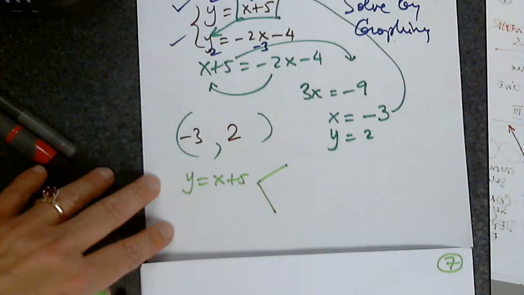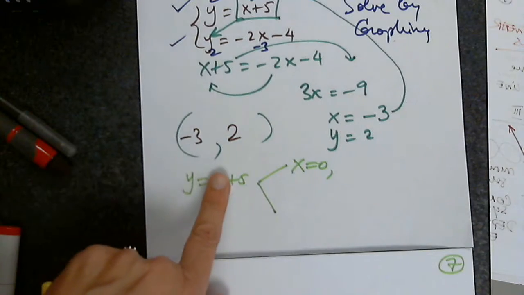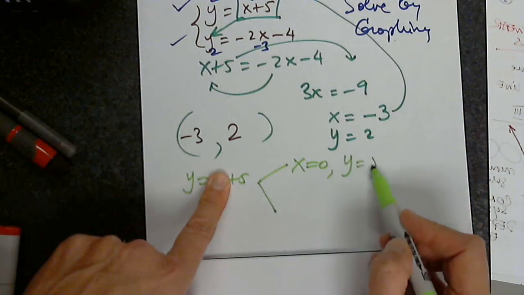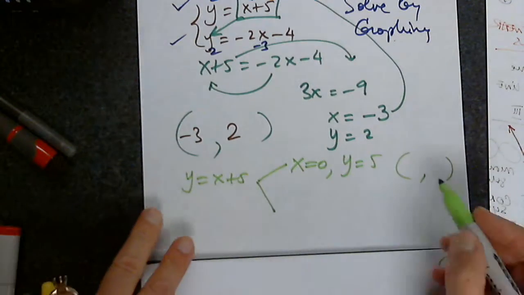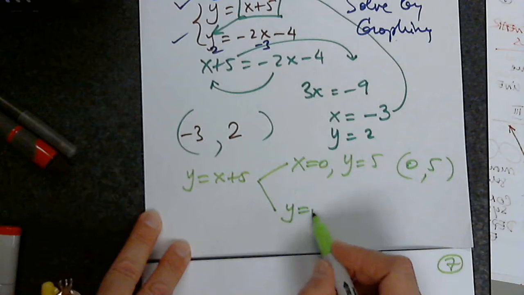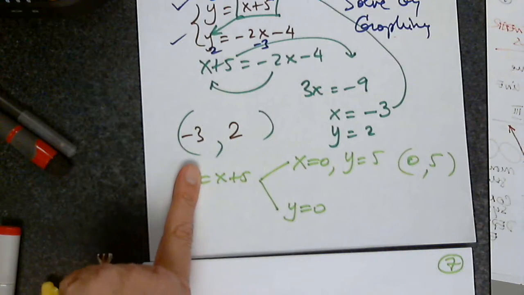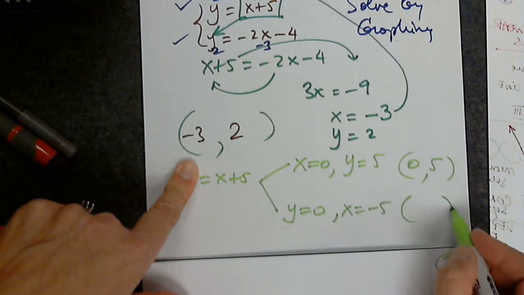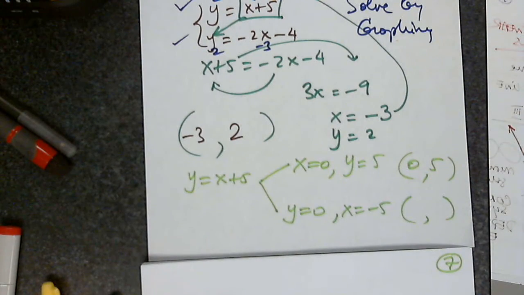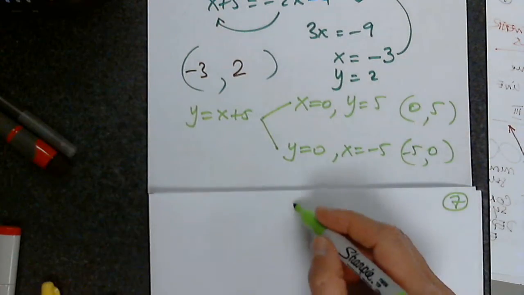Yes, I have to determine the x and y-intercepts. When x is 0, how much is y? Good. What is the ordered pair that we just determined? Perfect. Now when y is 0, how much is x? Remember, you have to move 5 to the other side and it changes its sign. Very good. What is the ordered pair? Excellent. Now I'm ready to graph this line.